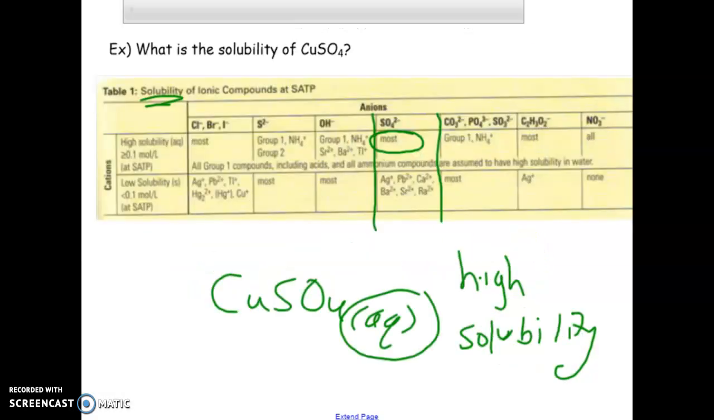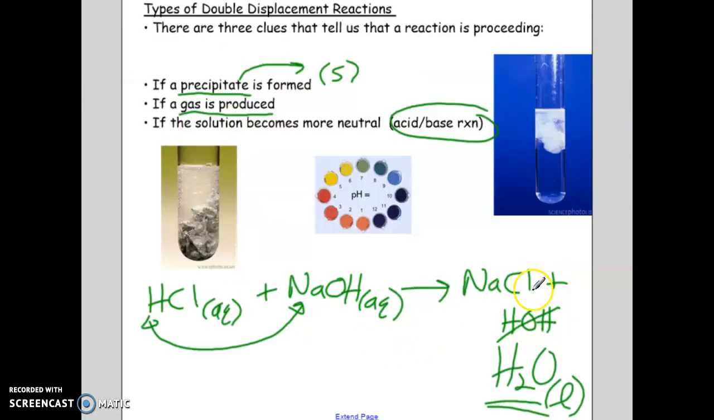So we come back to the solubility table. Here's chlorine, and sodium is not down here, which means it's under the most category. So sodium chloride, I would put as a state of AQ.